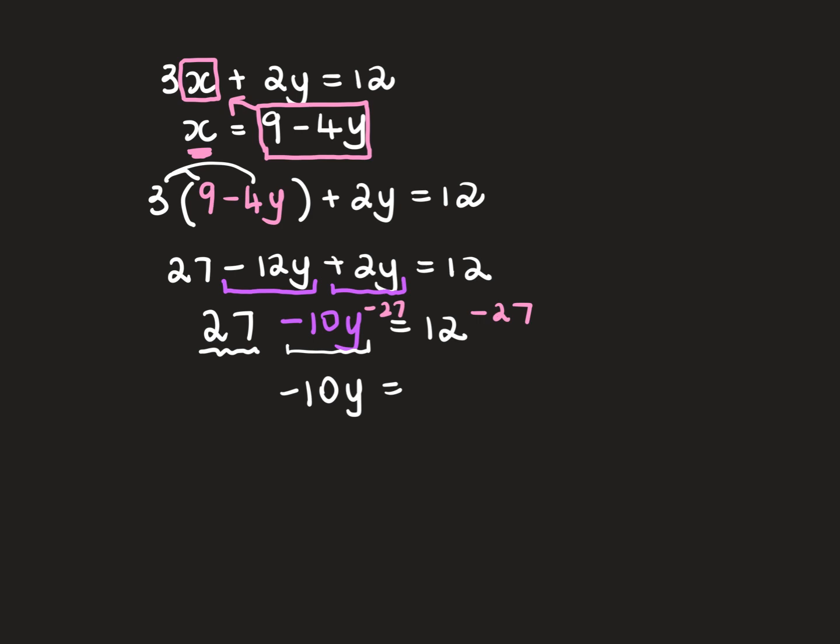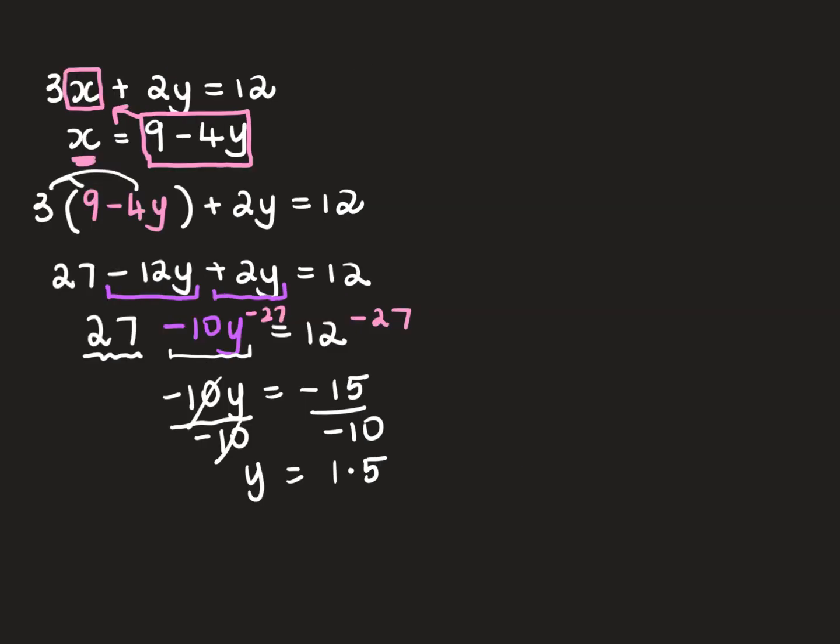Use your calculator for these if you're not fast with your number facts. That will give me a negative 15. Divide by negative 10. Divide by negative 10. And y is going to be 1.5. Sometimes we get whole numbers and sometimes we don't. It doesn't need to bother us.